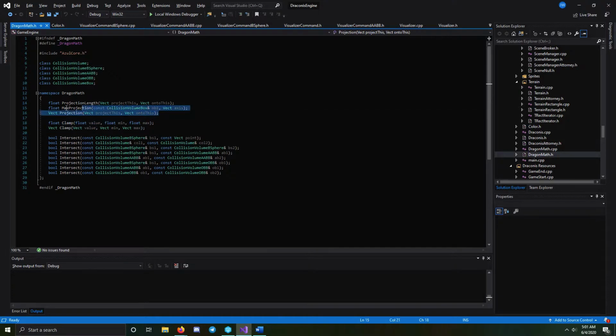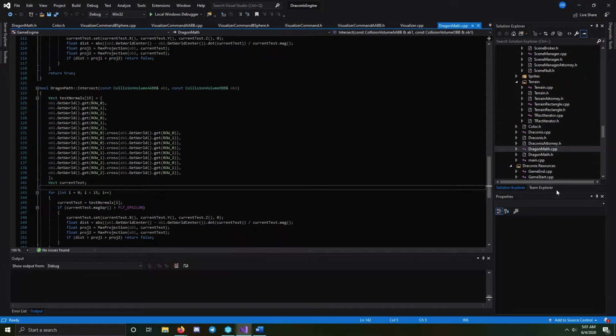We have projections onto vectors, which is used in some of our intersection tests, and we have intersection tests between every type of collision volume that we have within our engine. No matter what type of collision volume is set, we have a way to intersect, including B-spheres and points.